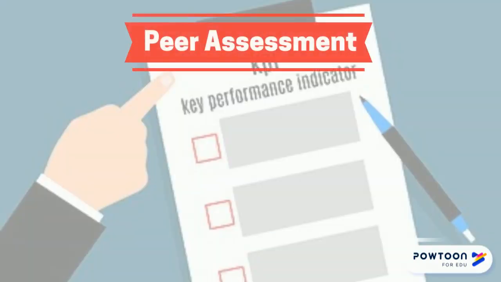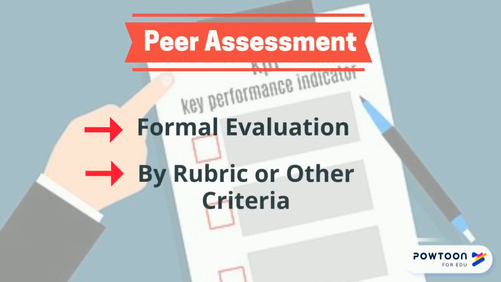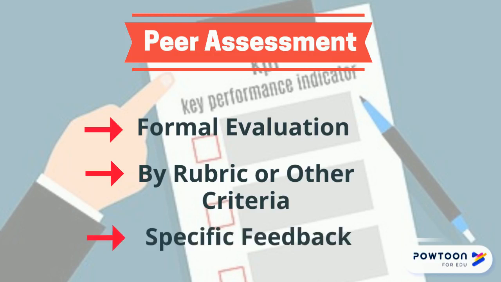Finally, peer assessment is a more formal approach to peer observation. In this approach, the observer uses a rubric or some other specific criteria to assess their partner's performance as objectively as possible. This gives the partner very specific feedback on their performance.